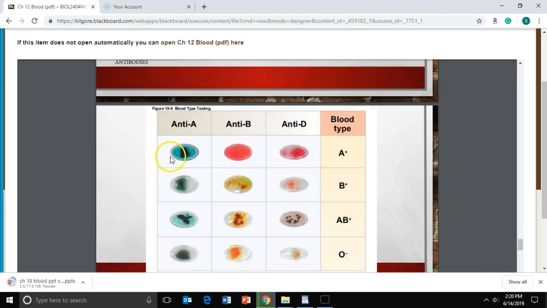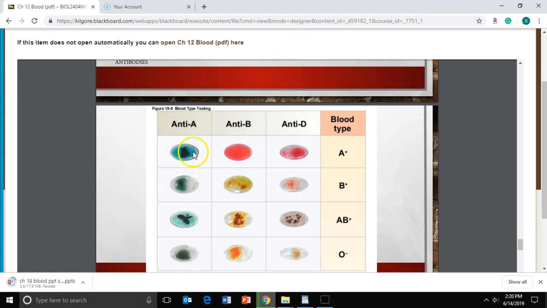Here is blood typing. What you do with blood typing, and this is read as one row here, is you put a drop of blood in each of 3 wells, and then you put a drop of this blue substance in one well, and that's anti-A antibodies.